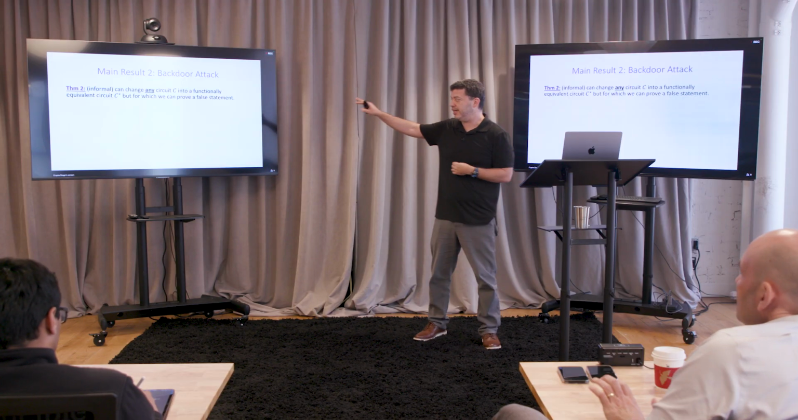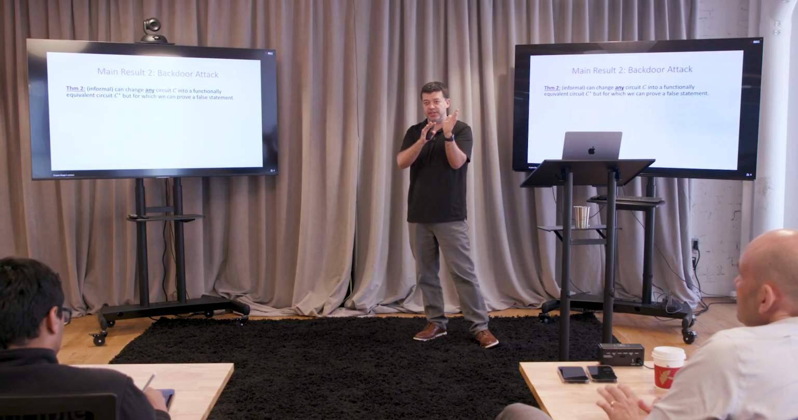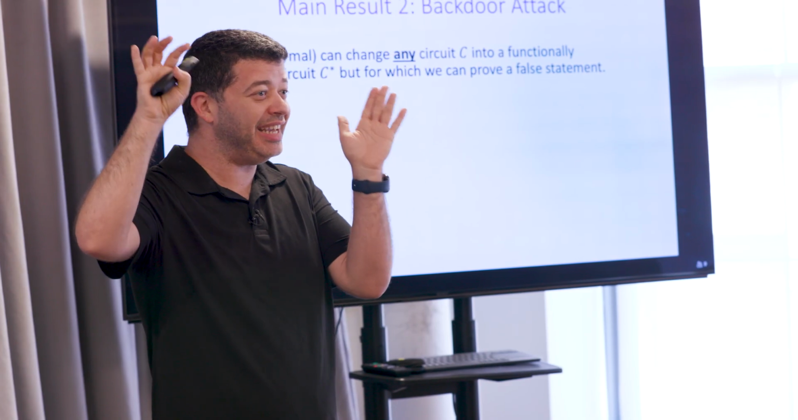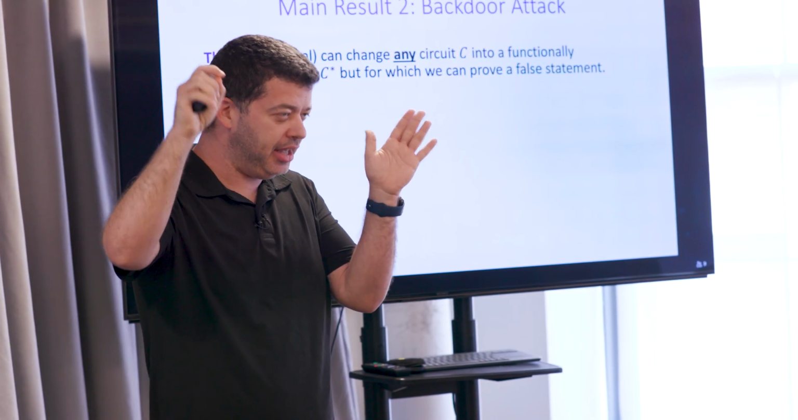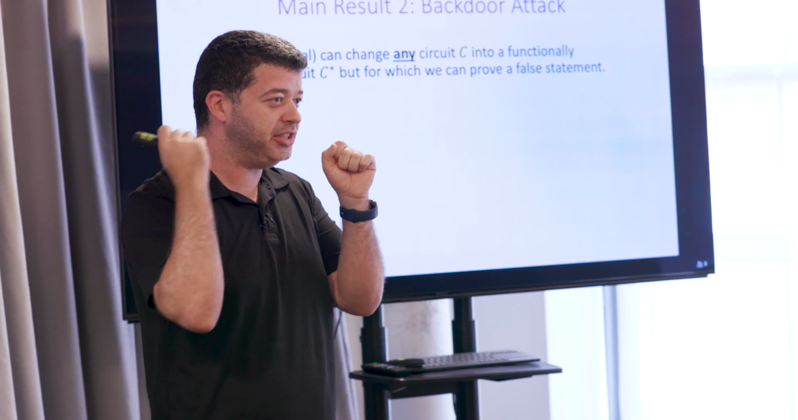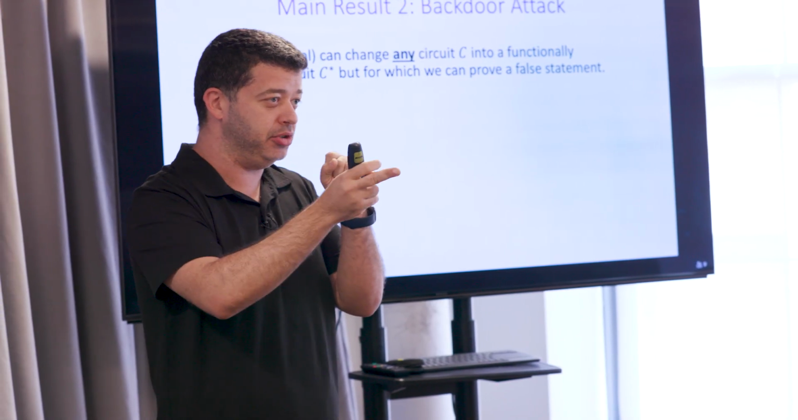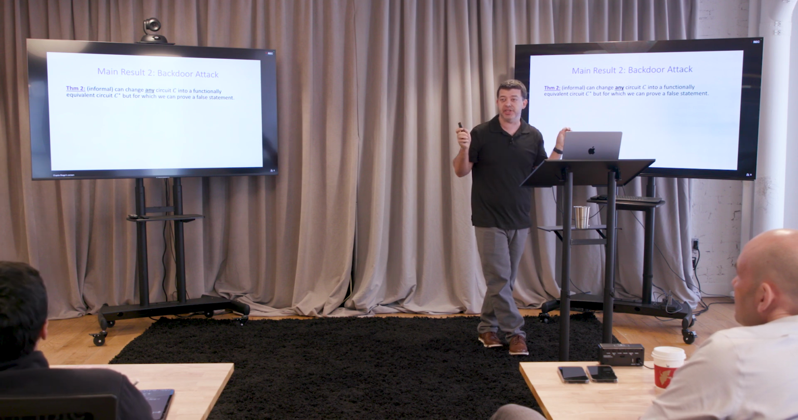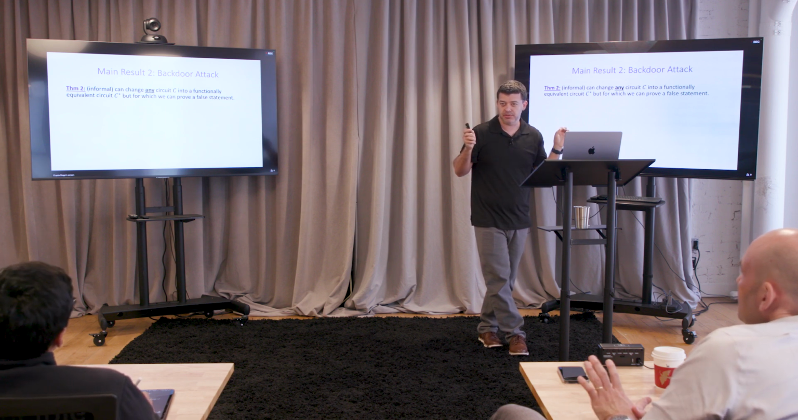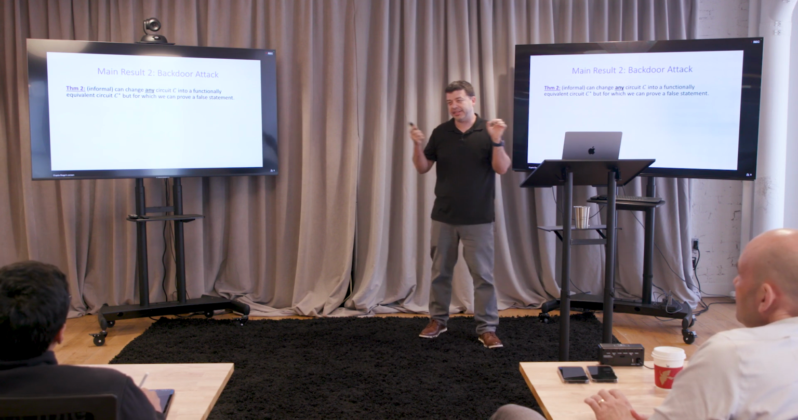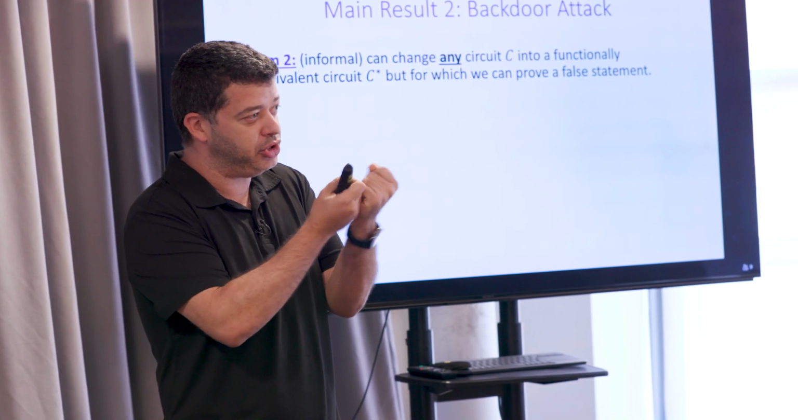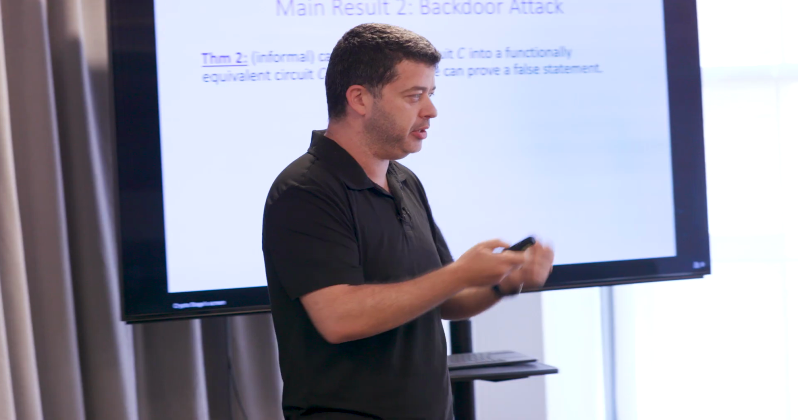What we're saying in this second statement is that you can take any circuit and change it into a different circuit, which computes the exact same function. So for each and every input in the world, my circuit is going to output the exact same output as your circuit. But for my version of the circuit, I can entirely break security. So the security here does not depend only on the function being proved, but the actual implementation of the circuit, which is, I think, quite concerning.